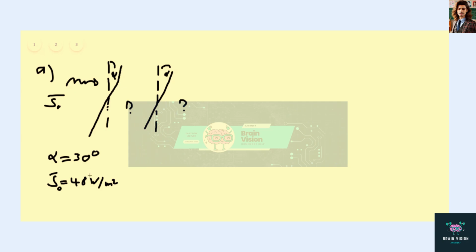The incident intensity is again unpolarized light with an intensity of 48 watts per meter squared, and alpha I'm always going to be taking to be 30 degrees, so every angle we're going to see in this problem is going to be a multiple of this alpha value.